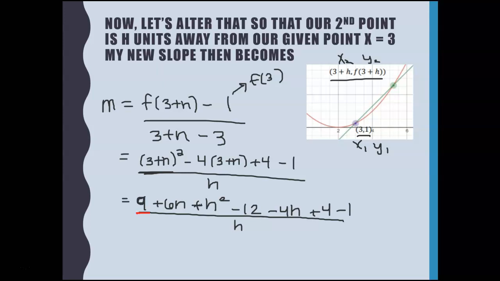Nine minus 12 is negative 3. Negative 3 plus 4 is positive 1. 1 minus 1 is 0. So 9, negative 12, positive 4, and negative 1 all cancel.